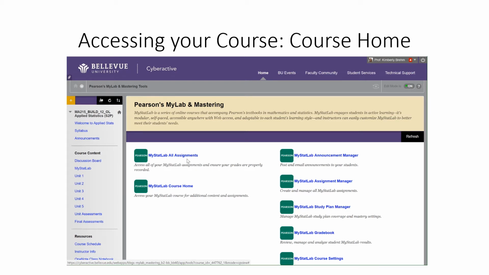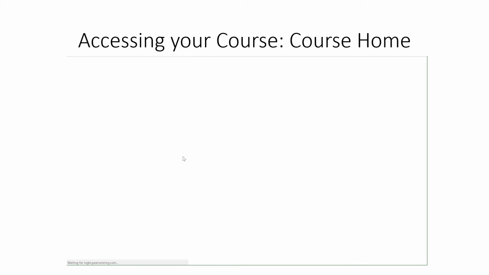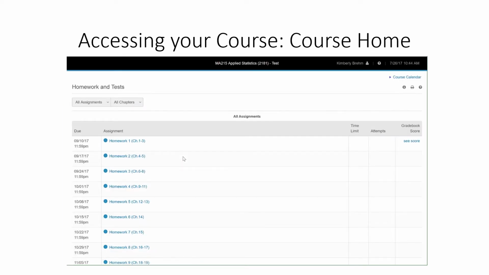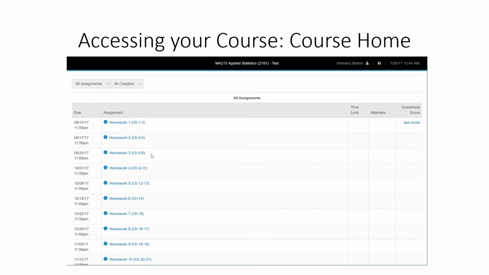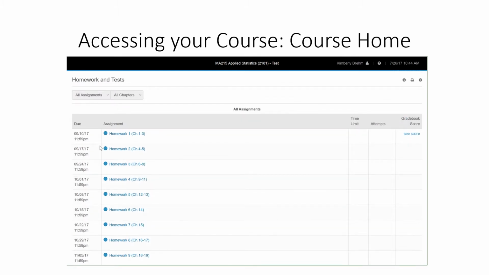After I've followed those instructions, I'm going to click on MyStatLab, and there are two options for getting into MyStatLab. The first is to click on All Assignments. I suggest not using that tab. This tab is fine as it does take you to all of your homework assignments and you can see that the due date will be listed for you.